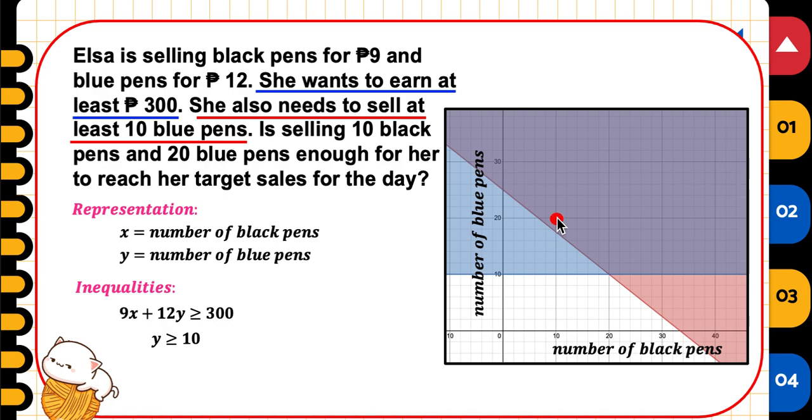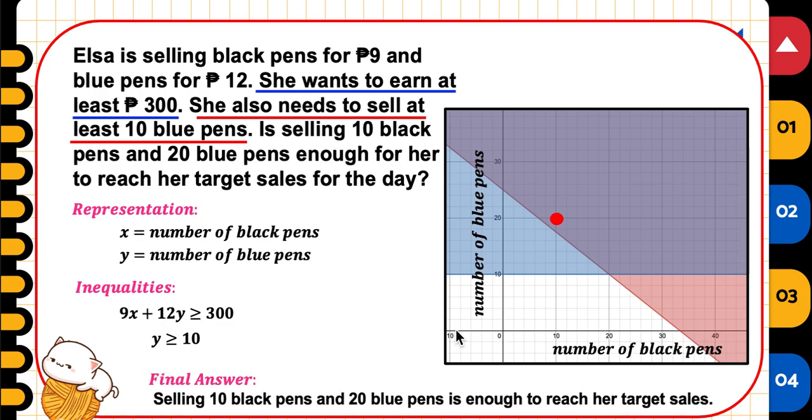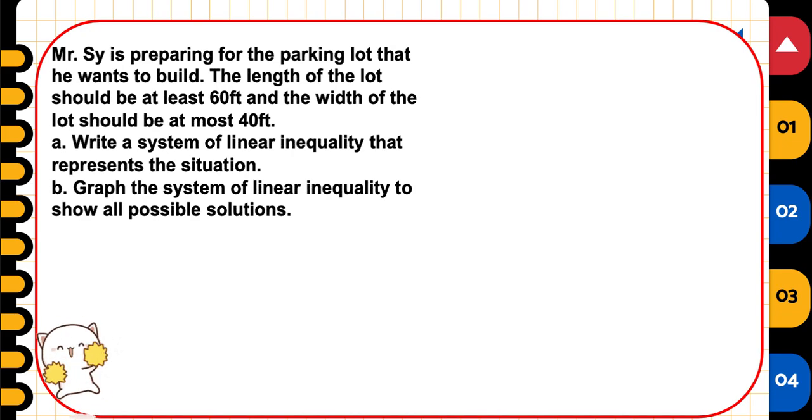So just make a dot. And as you can see, that dot lies where the two half planes meet. So therefore, the final answer will be yes. Selling 10 black pens and 20 blue pens is enough to reach her target sales. That's it. Next one.